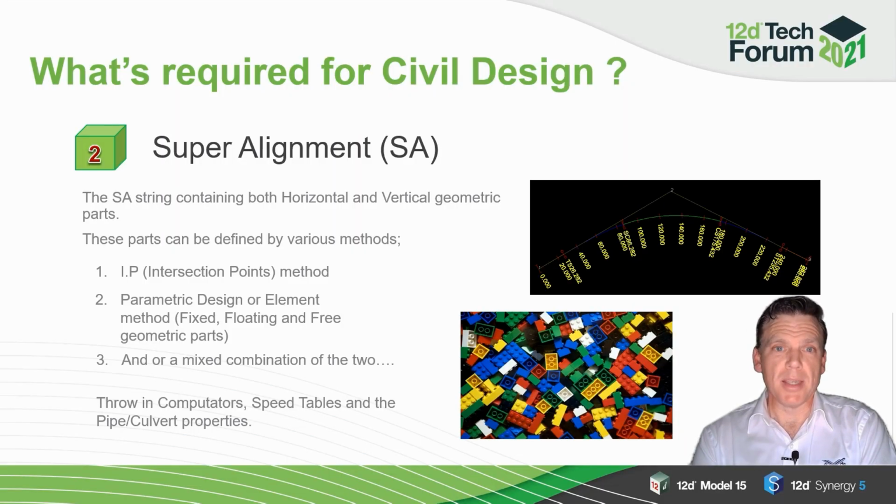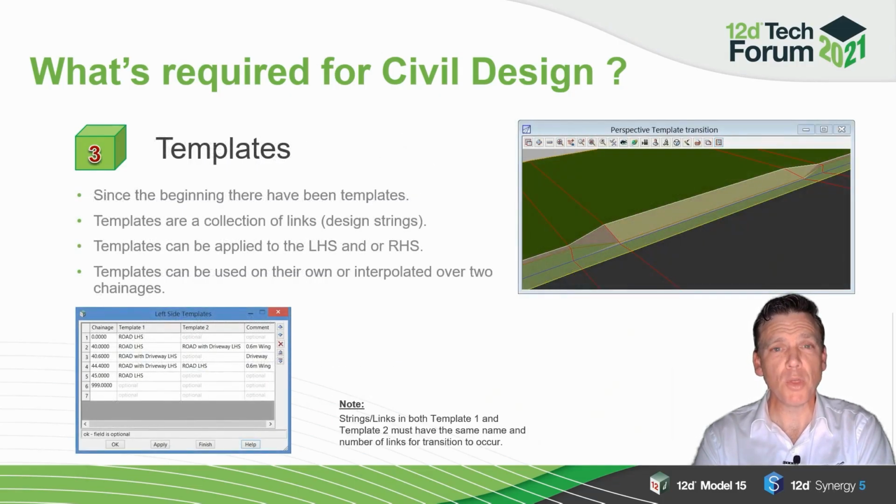So it's quite flexible how you want to use the super alignment, and there actually will be other talks on the super alignments, both in the intersection point and the parametric or the element method. So check those out. Once we add the speed tables and the computators, the super alignment is quite a powerful tool on its own. So again, not going to cover too much of that, but it is another fundamental building block of our design. The third part, which I'll go into a bit more depth in here, is the templates themselves.